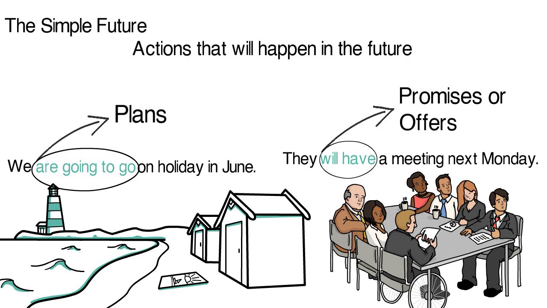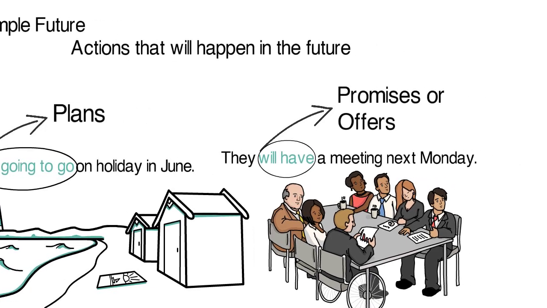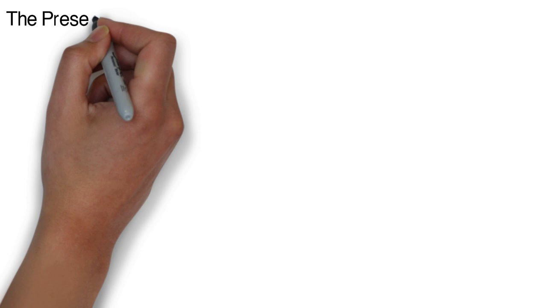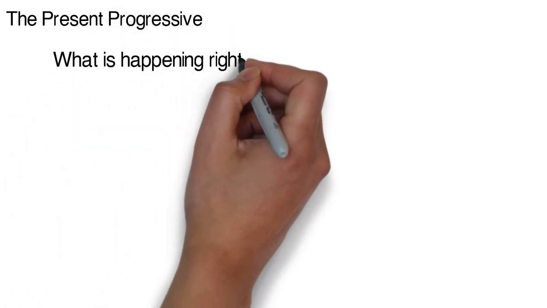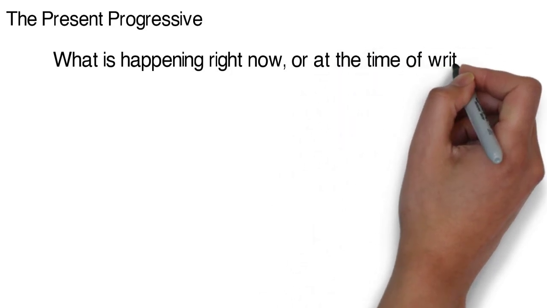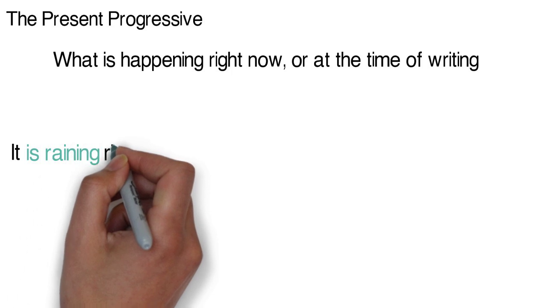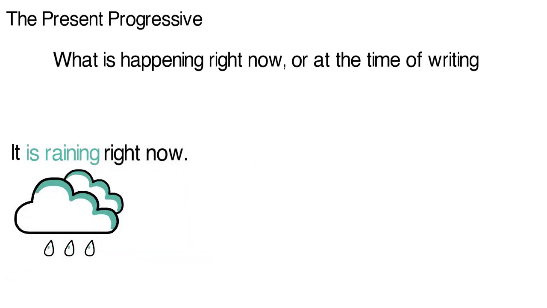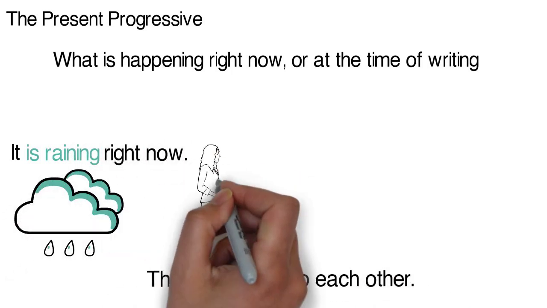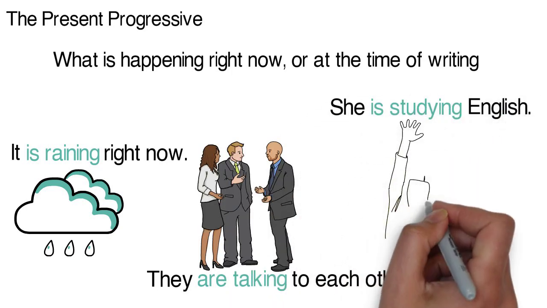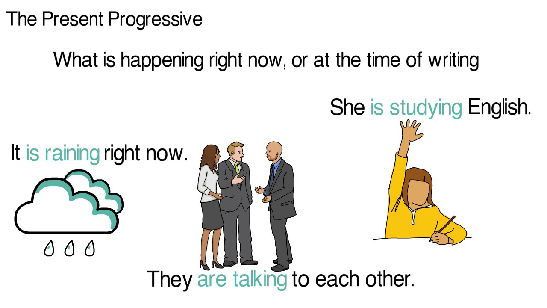All right, that takes care of the simple tenses, and now we will move on to the progressive tenses, starting with present progressive. This tense is used to describe what is happening right now or at the time of writing. Things like, it is raining right now. They are talking to each other. She is studying English. All of these actions are in the middle of happening.